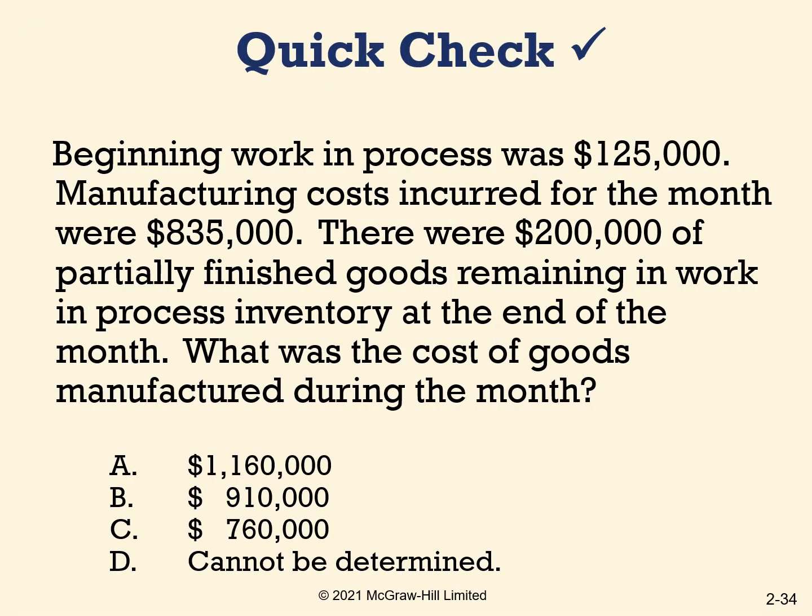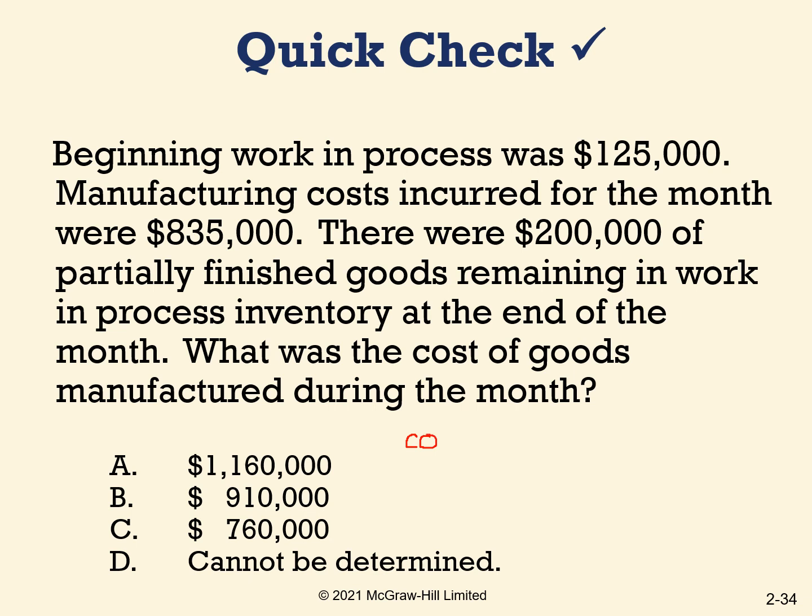All right, so for the next one, we have our beginning work in process was 125,000. Our manufacturing costs incurred for the month were 835,000. There were 200,000 of partially finished goods remaining in work in process inventory at the end of the month. What was the cost of goods manufactured during the month? So again, we can use the schedule or we can look at our formula to give us a little bit of a hint of where to go with this.